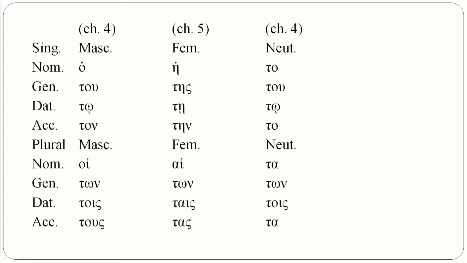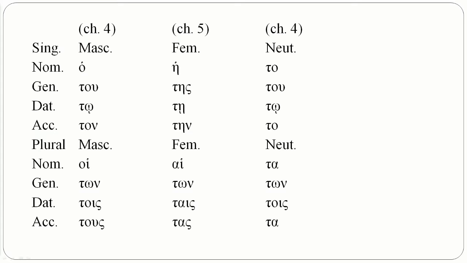Then your dative singular is the tau, and then the ending is an omega with an iota subscript, tō. And then the accusative is ton, tau, omicron, nu. Once again, all of these are ways of saying "the." It just depends on how this is being used in a sentence.